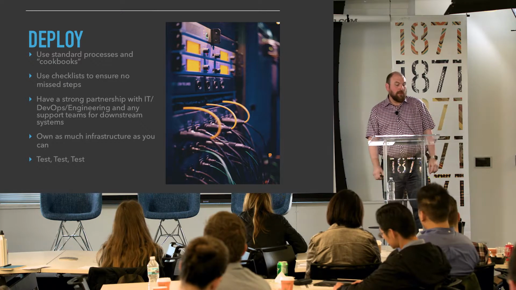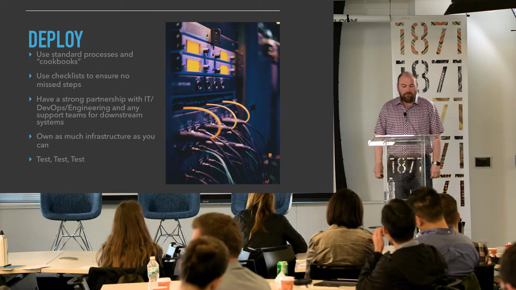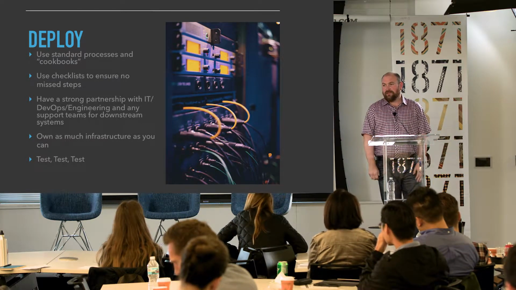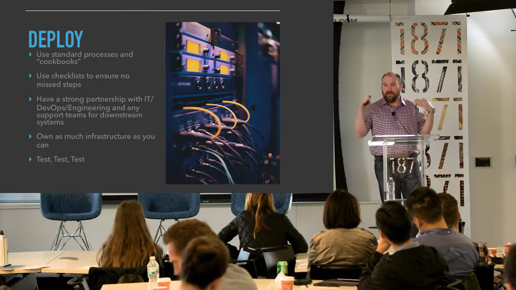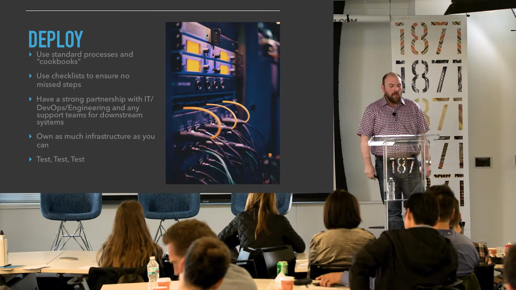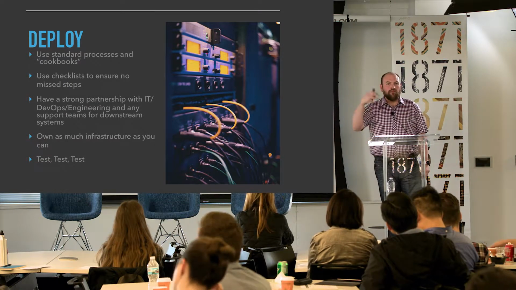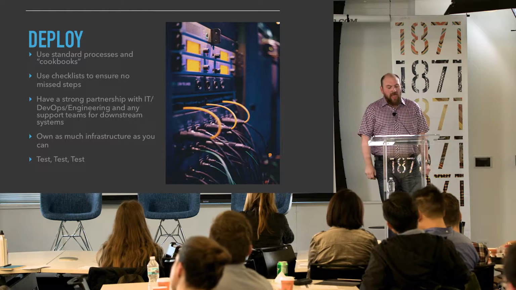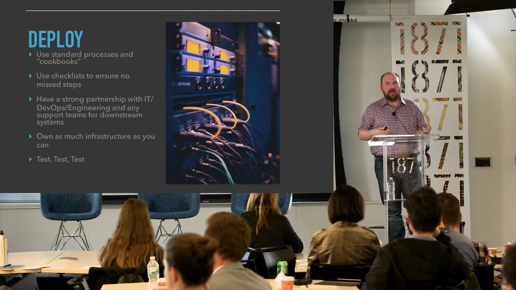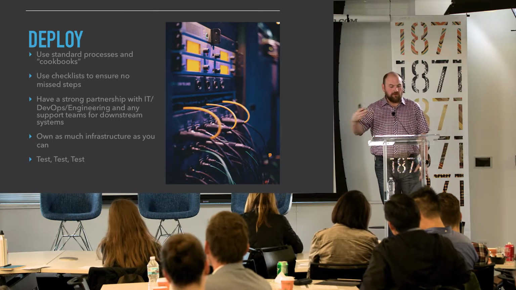Next up is deploy. So again, using standard processes and cookbooks. We like to use checklists to ensure there's no missteps. It's the same thing that an airline pilot does before they take off. They run through a bunch of checklists to make sure that they've caught everything. We like to do that in our data operations team as well, to make sure that we've thought of all of the different components as we're rolling out these models and pushing them either to APIs or pushing batch scoring code into our systems that are going to run it.